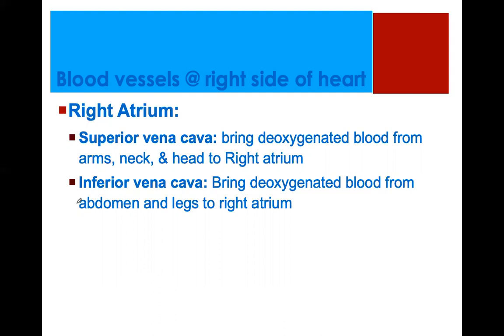So on the right-hand side of the heart, the blood vessels that are going to bring deoxygenated blood back to the heart are the superior and inferior vena cavas. So why do I have two veins that are returning blood to my right atrium? The reason is your heart sits in the middle of your chest, which means the blood that's being collected can come from the top part of your body, which is your arms, your neck, and your head, or the blood can come from the bottom of the heart, which is basically your abdominal cavity, your pelvic cavity, and your legs.